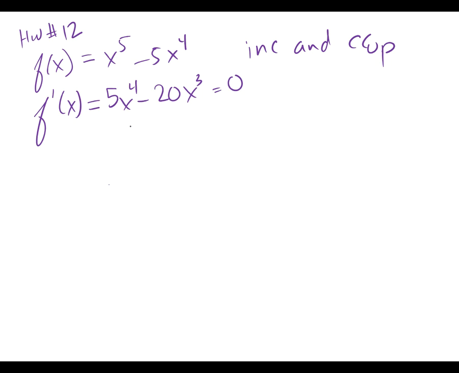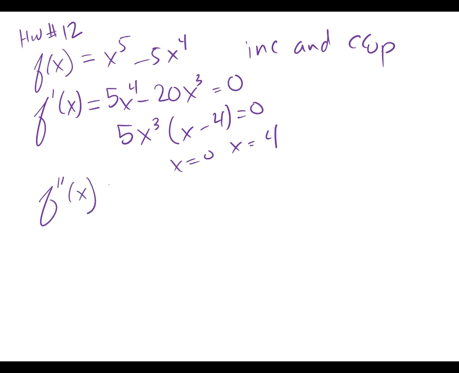Take out a 5x. And we've got minus 4, right? So critical numbers would be x equals 0 and x equals 4. I'm going to keep going. Okay? And the reason I'm keeping going is because it's asking me about two things in the play. They have to overlap in places. It's going to help us see that overlap a lot better.